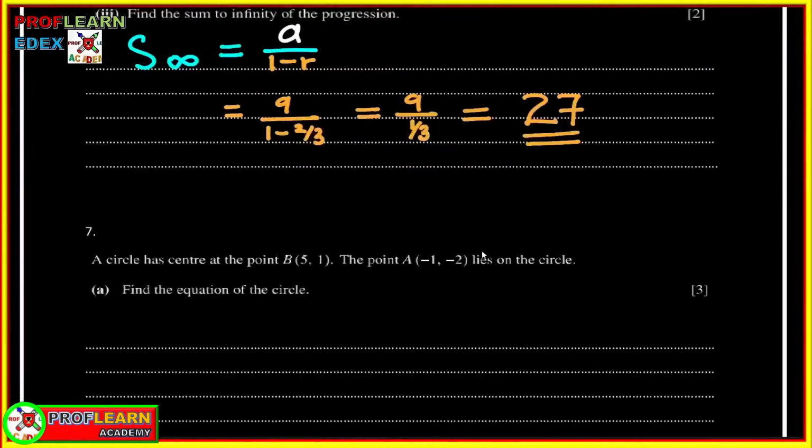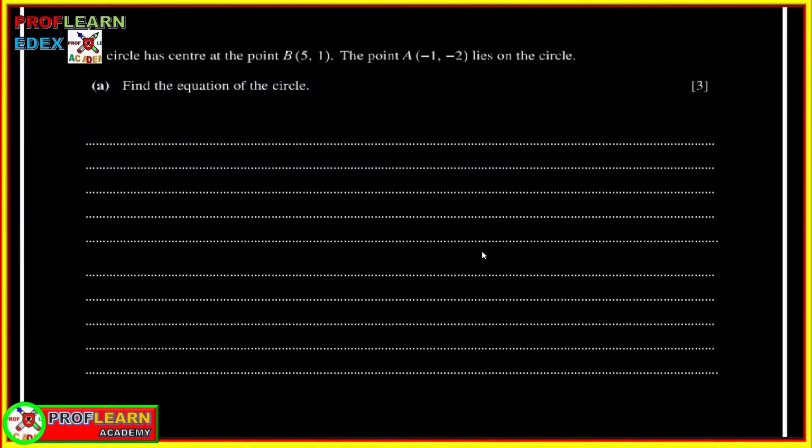We are told that a circle has a center at the point B (5, 1) and the point A (-1, -2) lies on the circle. Find the equation of the circle. So the first thing that we're going to do here, we need to find the radius of the circle. And the radius of a circle is obtained by finding the magnitude between B and A. We try to find the magnitude AB.